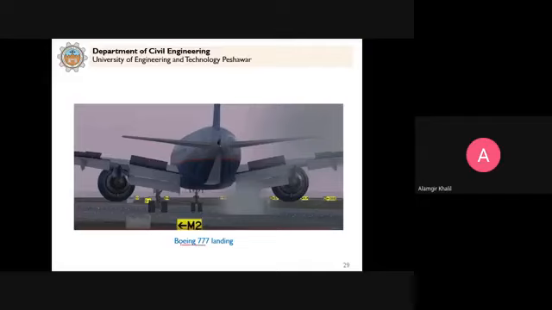When the aeroplane lands, you see the spoilers are moved up. These are spoilers, to minimize the lift force, as we don't need to move up. And the flaps are moved down, extended down to increase the drag force so that the aeroplane can stop as much as possible in a short time.